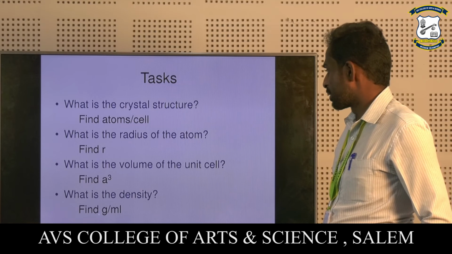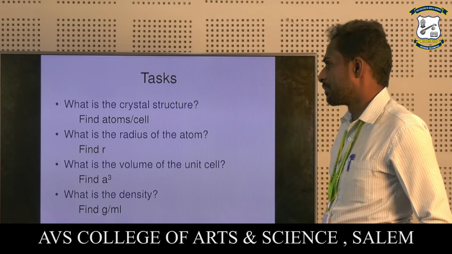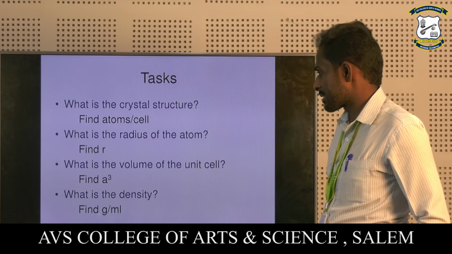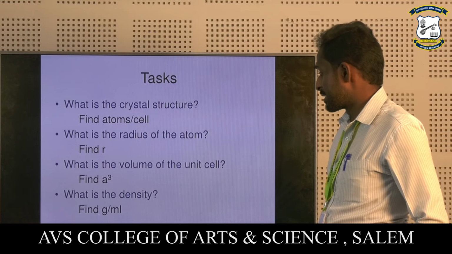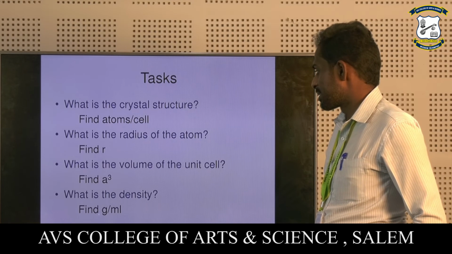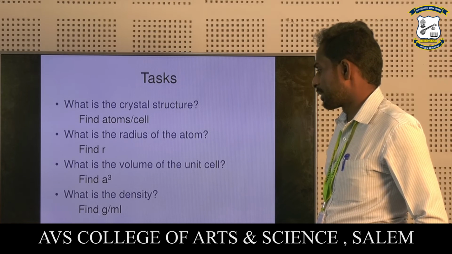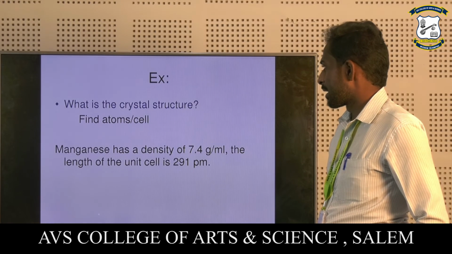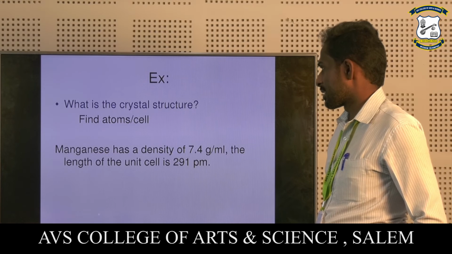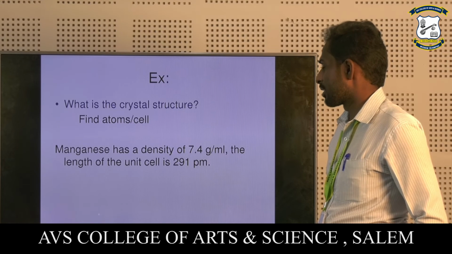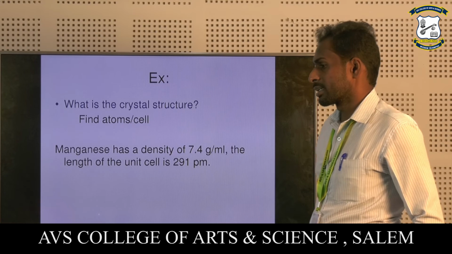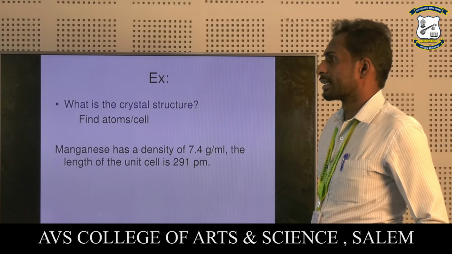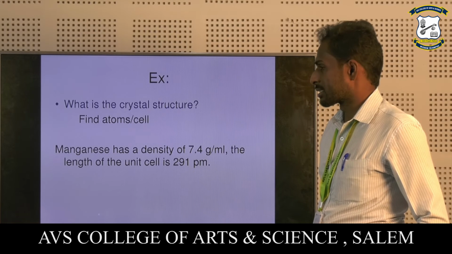What is the volume of the unit cell? Find a cube. A cube means the volume of the cubic structure, that's the formula a³. And what is the density? Density means find gram and milligram. Example for what is the crystal structure? Find examples of crystal structures naturally present, like NaCl, diamond, etc.